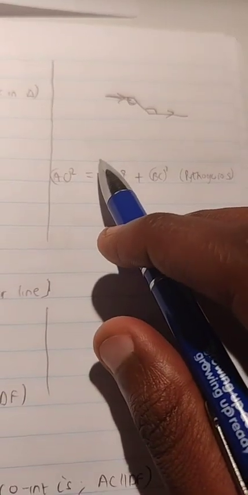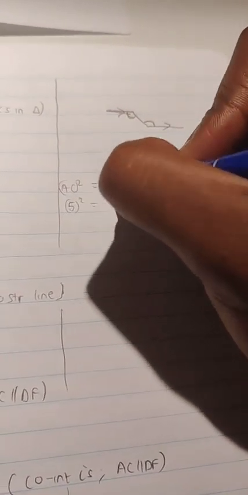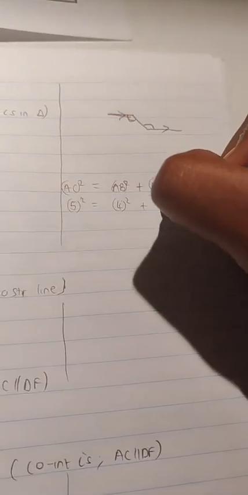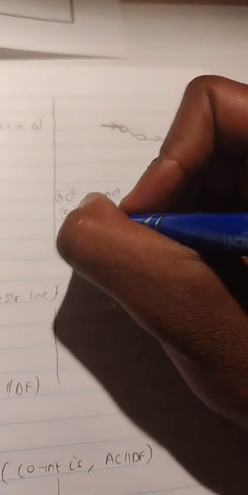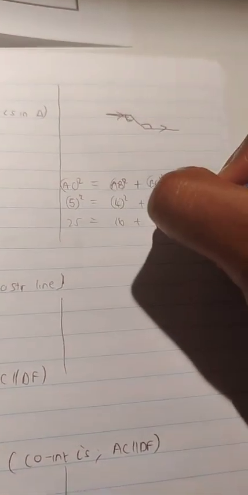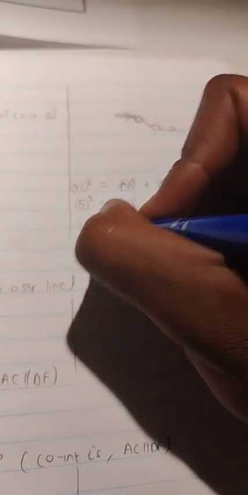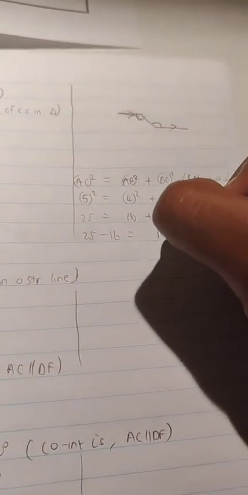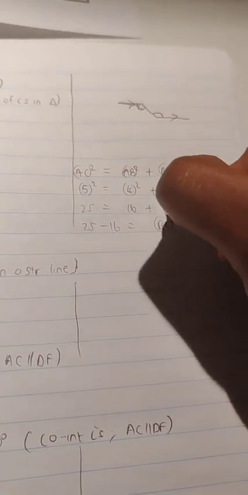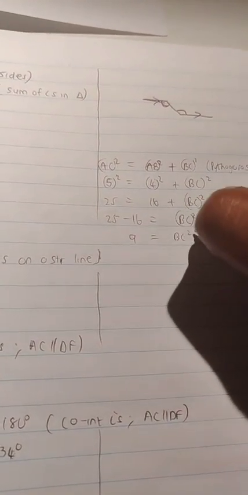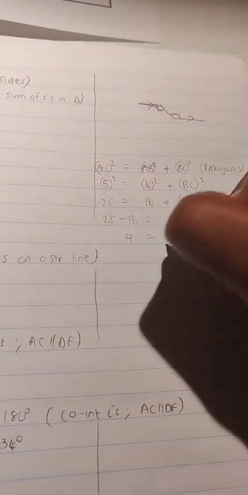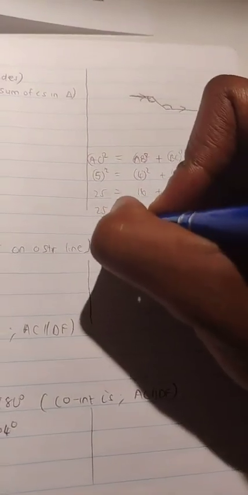Then what is AC? 5 squared. AB, 4 squared. BC, that's what we want. So 5 squared is 25, 4 squared is 16, BC squared. 25 minus 16 is equal to BC squared. And then 25 minus 16 is 9, BC squared. You then go ahead and take the square root.